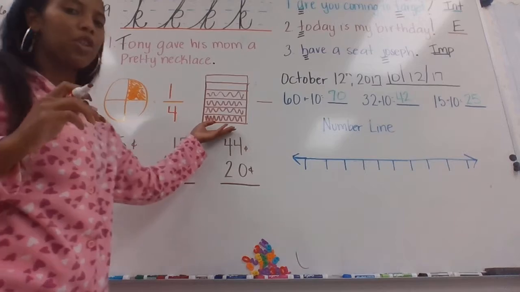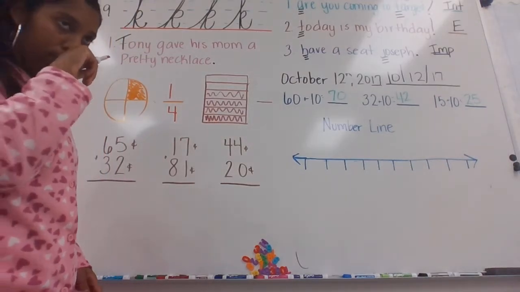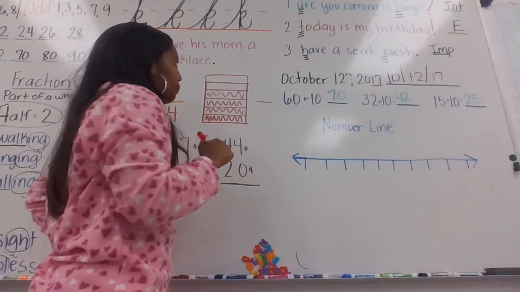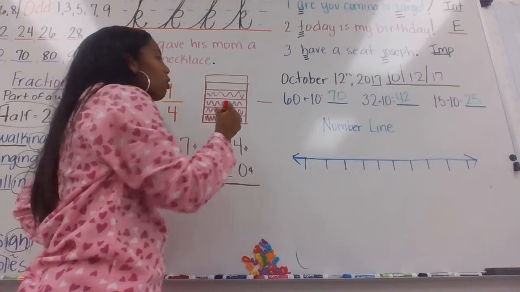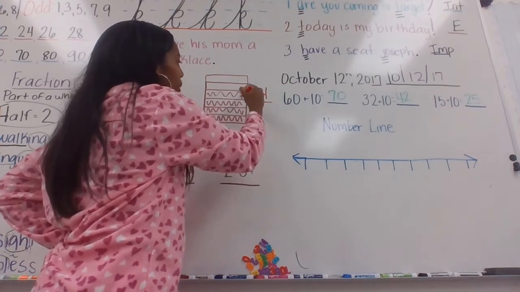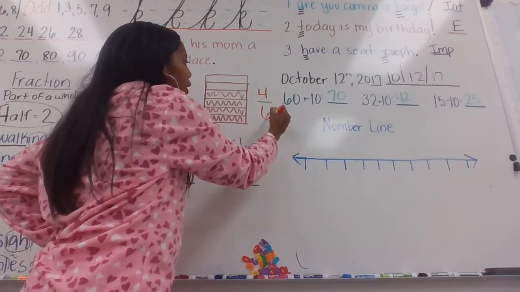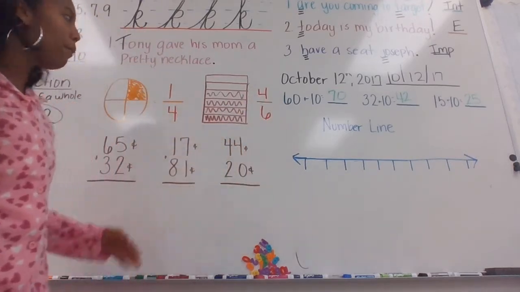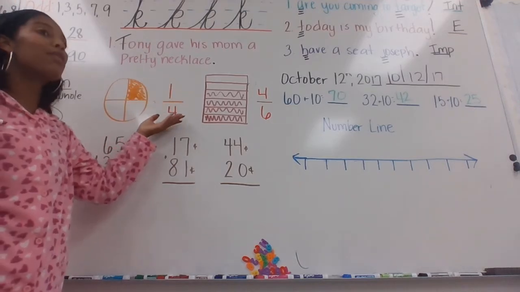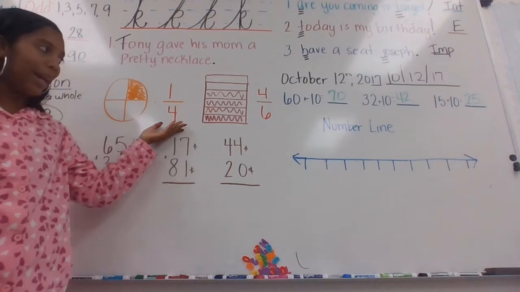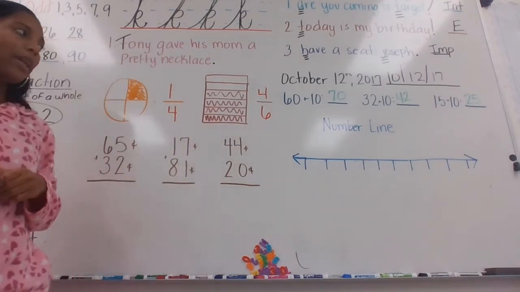Next one, what would the fraction be for this shape here? 4 out of 6. That means 4 pieces are shaded out of 1, 2, 3, 4, 5, 6 total. So remember, your top number is always how many pieces are shaded. Your bottom is the total number, okay? So you have to look at the shape to determine what the fraction will be, okay?